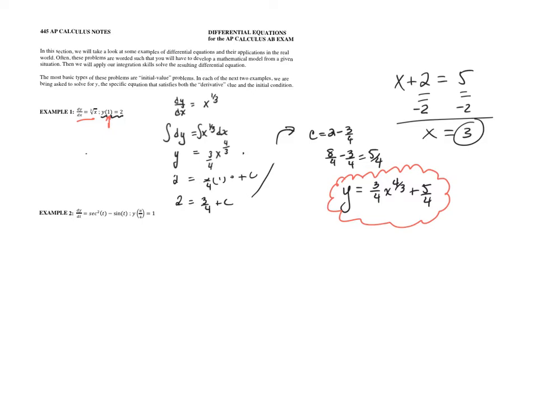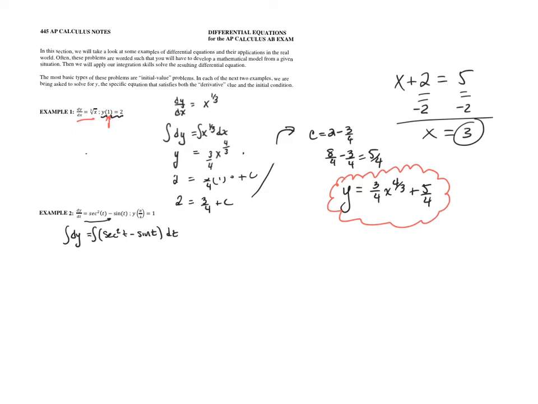So we're going to move on to our next example here, where we have a little trig going on. But again, we're going to start with the same idea that we need to separate the variables. We need to put the dt over on the right side with the t's. So we're going to say dy is equal to secant squared of t minus sine of t dt. And then we're just going to integrate both sides.